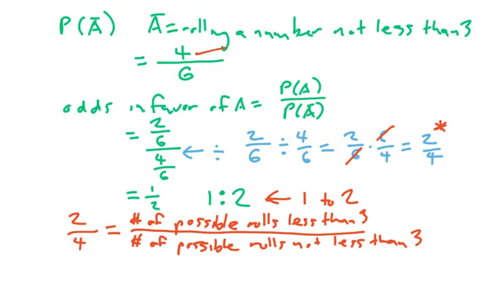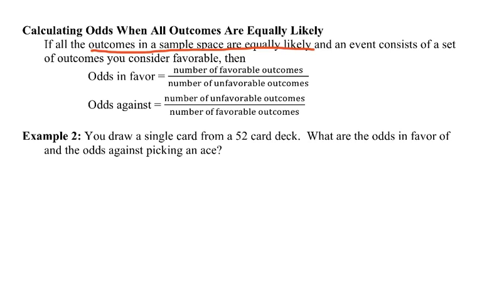Let me back that up one more. The favorable outcomes in the example we just did was rolling a number less than 3. That's what we wanted, the odds in favor of that we considered favorable. Unfavorable was rolling a number not less than 3. So the answer that I got can simply be stated as the number of favorable outcomes over the number of unfavorable outcomes.